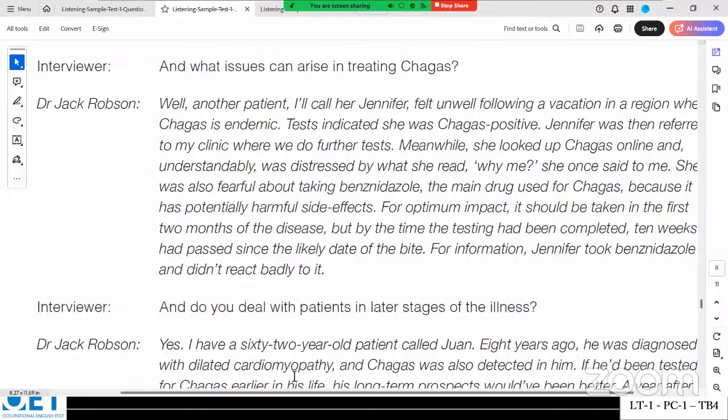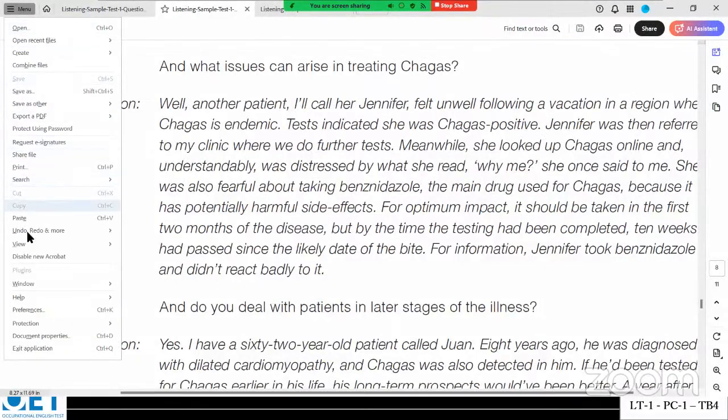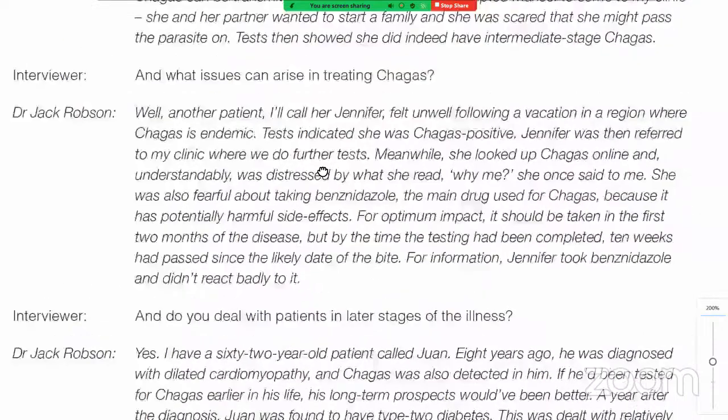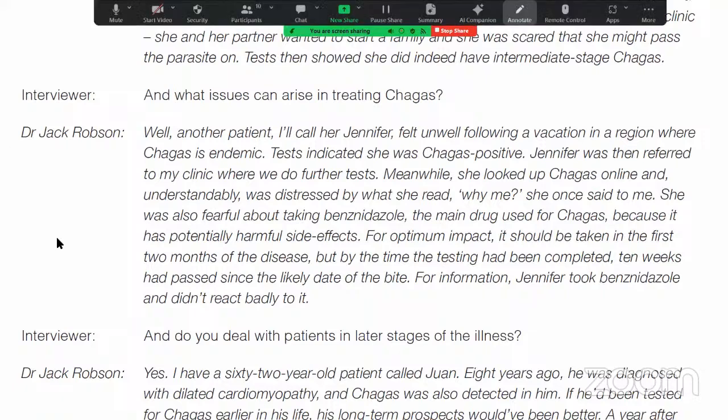Next one, Jennifer. So here is Jennifer, another patient, treating Chagas. So you understand, here itself is the question. What issues can arise in treating Chagas? See here, what issues? The issue is already here. Arise in treating Chagas. Here itself there is some clue.